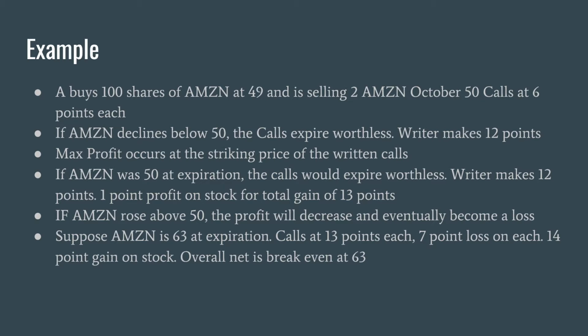The max profit occurs at the striking price of the written calls. If XYZ was 50 at expiration, the calls would expire worthless. The writer would make 12 points and a 1 point profit on the stock for a total gain of 13 points. If XYZ rose above 50, the profit will decrease and eventually become a loss. Now suppose XYZ is 63 at expiration. The calls would be valued at 13 points each, a 7 point loss on each, a 14 point gain on the stock, and the overall break even is at 63.